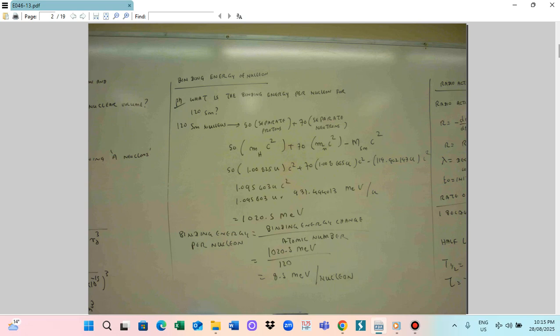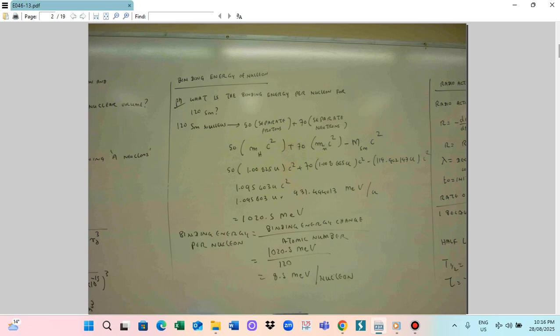So in this equation, the mass of the atom is included. This is the mass of the proton and the mass of the neutron and the whole mass, and c square. c is the velocity of light.